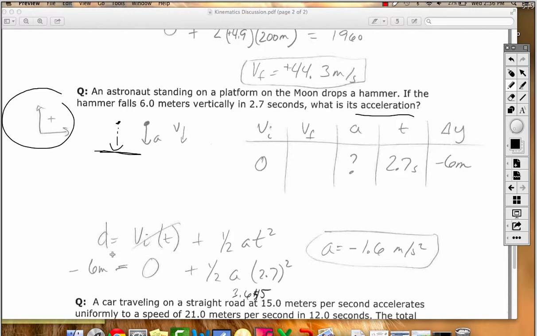Then I choose an equation. I choose d equals vi times t plus 1/2 at squared. I plug in what I know, and then basically I go through and I solve some algebra. And I get, in the end, an acceleration of -1.6 meters per second squared.